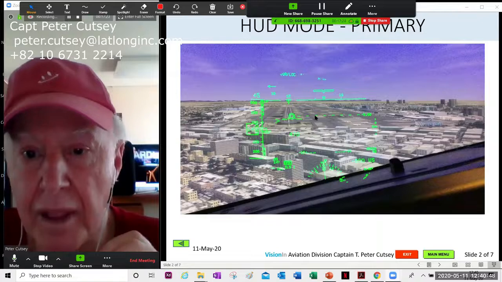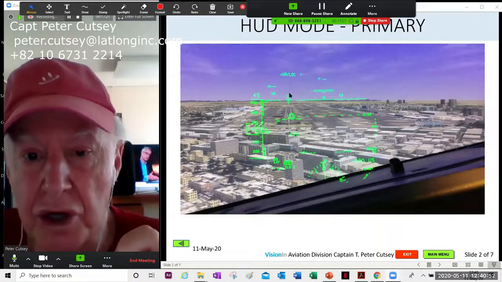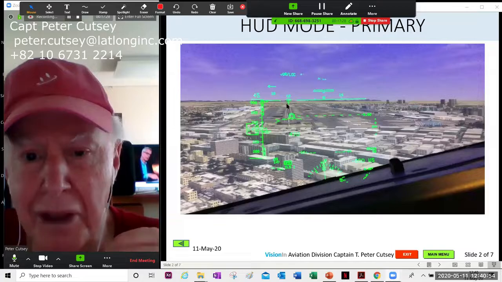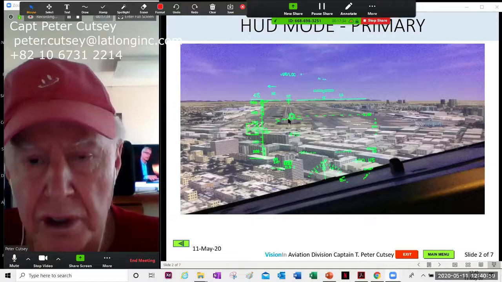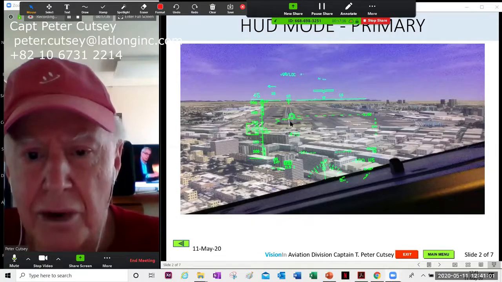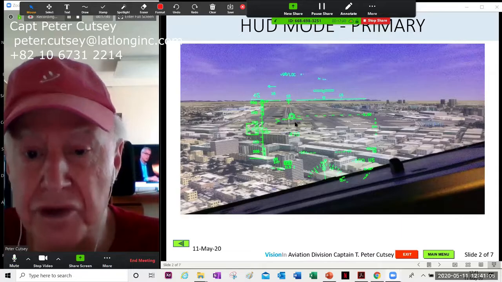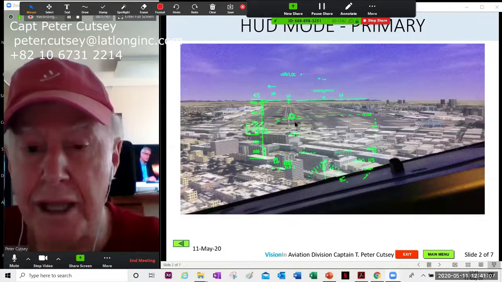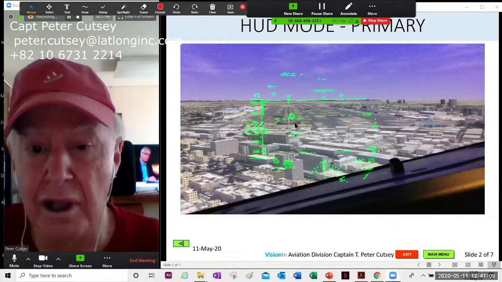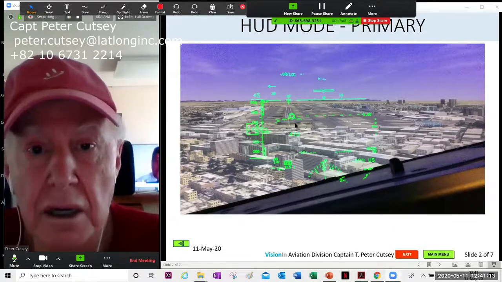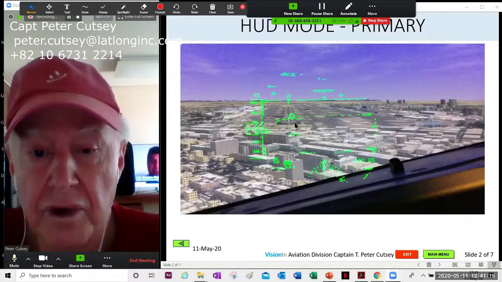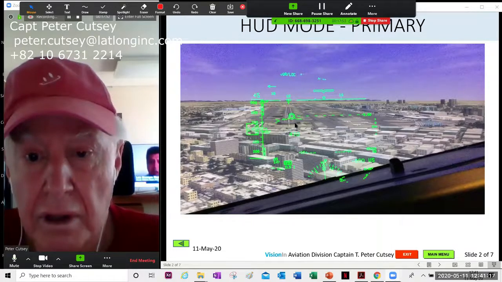All right, so there's your heading and your track. By the way, very, very small. If you are at all unsure about your status as you're learning this beautiful system, put your head down into the flight deck and look at your PFD. Your brain is thinking in color. You've been trained in color. So if you're not sure, look down.